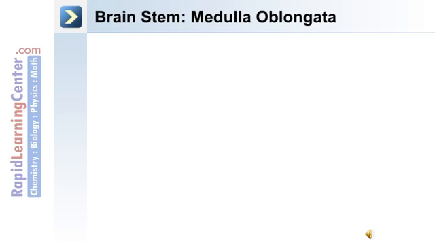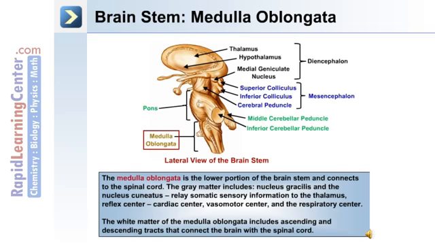The lower portion of the brainstem is the medulla oblongata, and this is continuous with the spinal cord. The medulla oblongata has in its gray matter the nucleus gracilis and the nucleus cuneatus. These relay somatic sensory information to the thalamus. Also, the reflex center, the cardiac center, the vasomotor center, and the respiratory center. The white matter of the medulla oblongata includes ascending and descending tracts that connect the superior brain with the spinal cord.